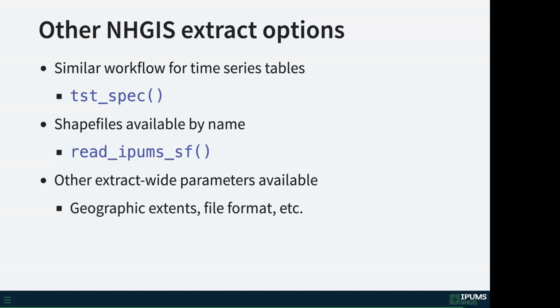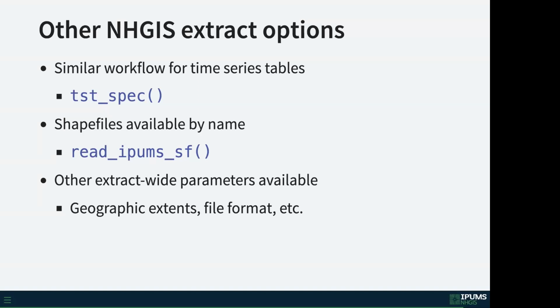The thing that I want to highlight about shapefiles is you don't read shapefiles with read_nhgis. read_nhgis is really just for tabular data. If you want to load spatial data, I'll direct you to this alternate function, read_ipums_sf, which will load our shapefiles into sf format, which is provided by the sf package in R.